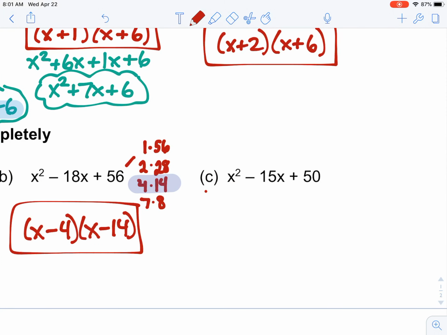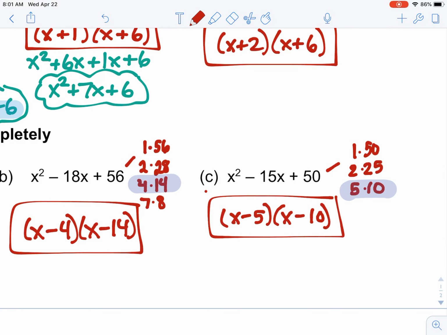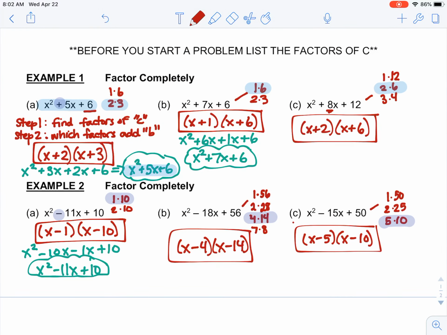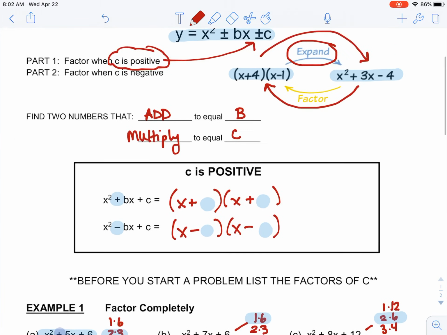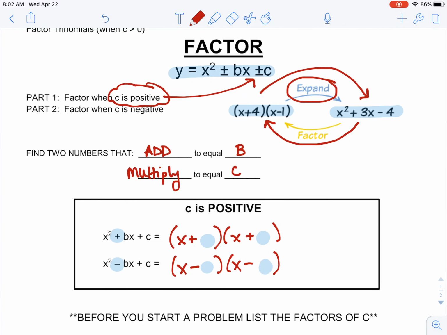All right, last example here. We're finding the factors of 50, 1 and 50, 2 and 25, 5 and 10. And 5 and 10 add to be 15. So I have x minus 5 times x minus 10. All right, so those are examples of how we would factor. I'm going to go back to the start here. When c is positive, we are adding to equal b and multiplying to equal c.